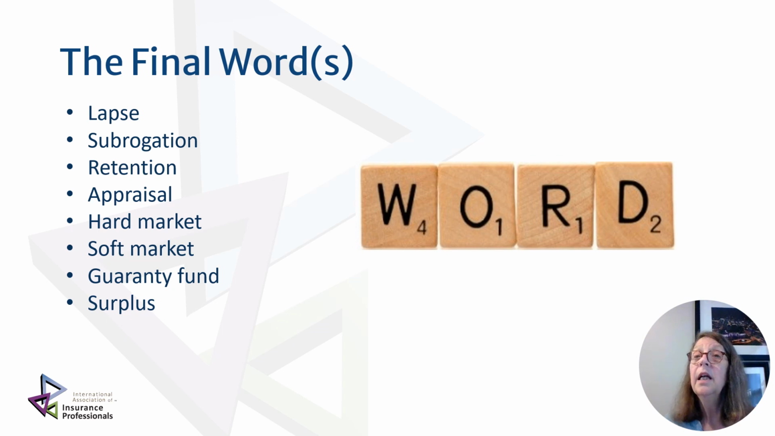Hard market is when there is very little coverage with a high demand for that coverage that's in limited supply. Soft market is when there's an abundant amount of insurance coverage that drives down the premium costs. Guarantee fund. That is a fund that's provided by the state to cover losses of insolvent insurers. And surplus, retained earnings.